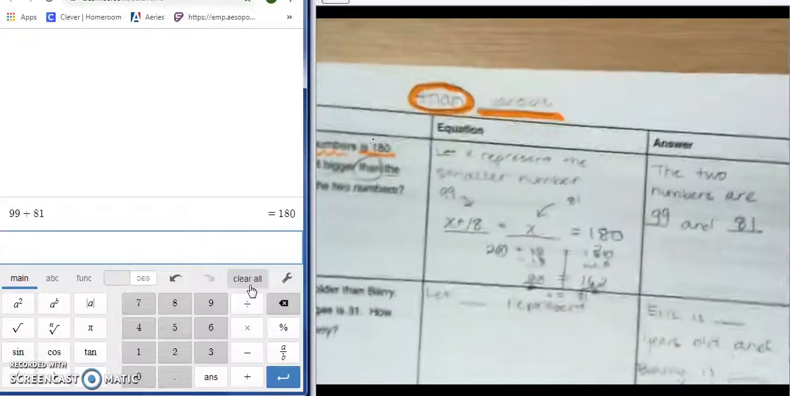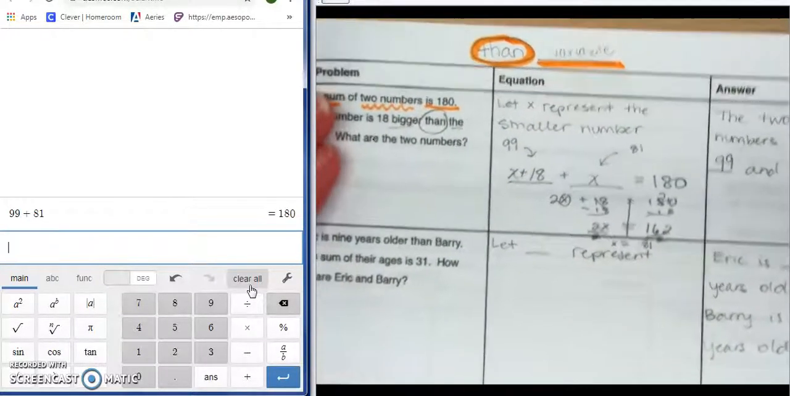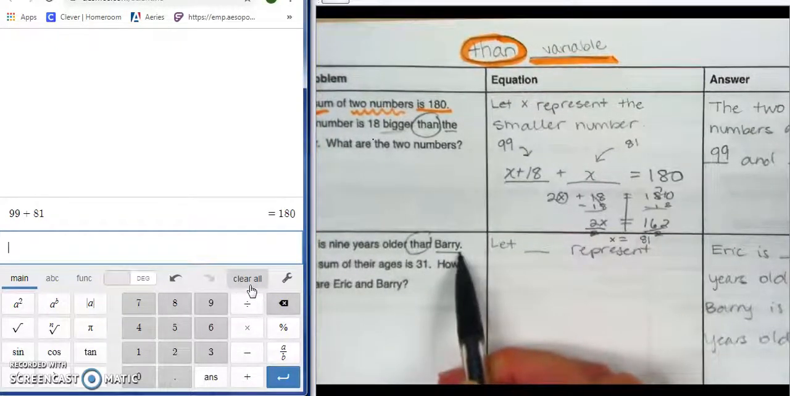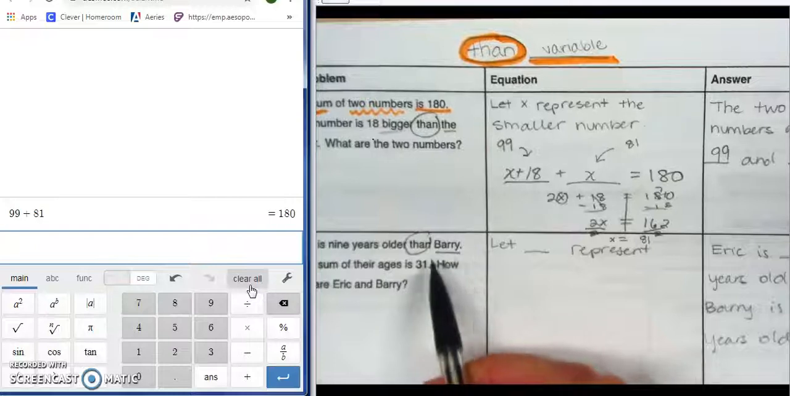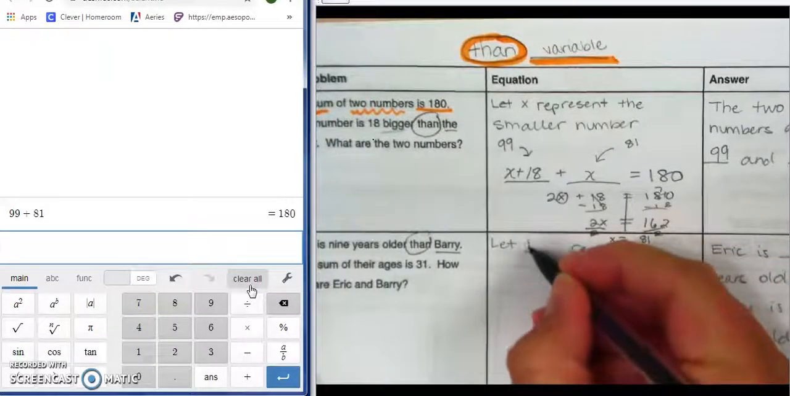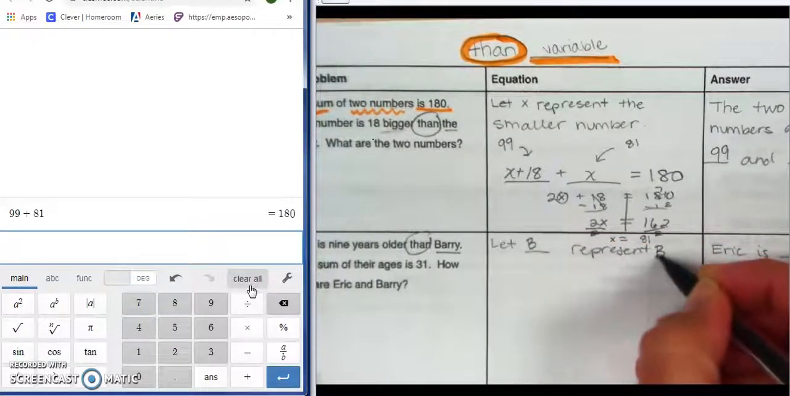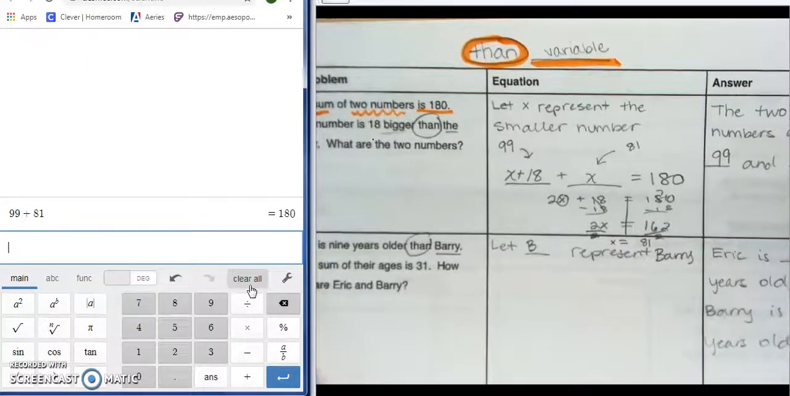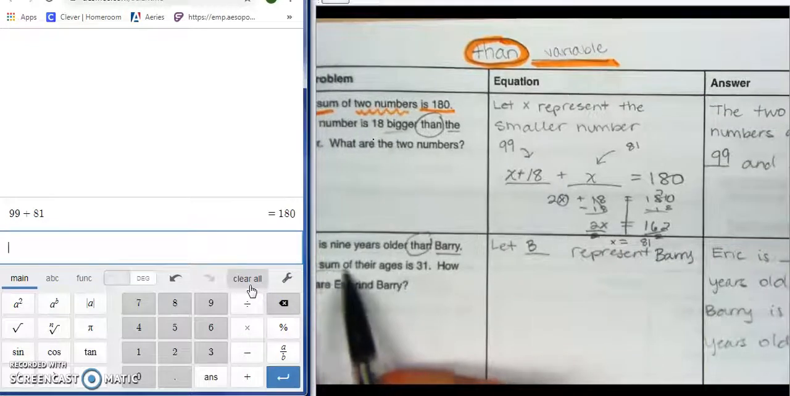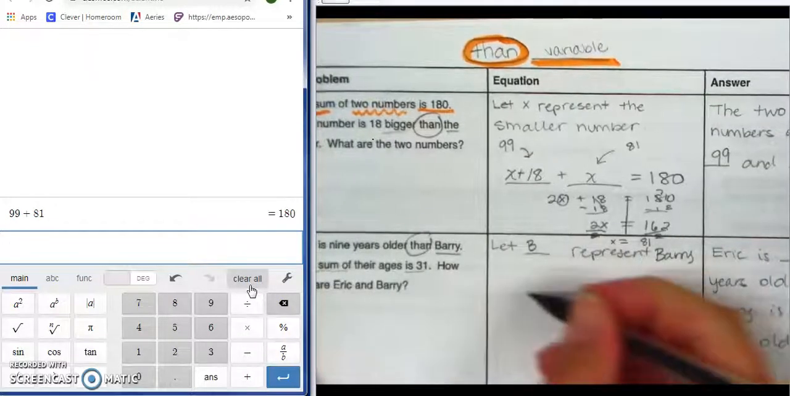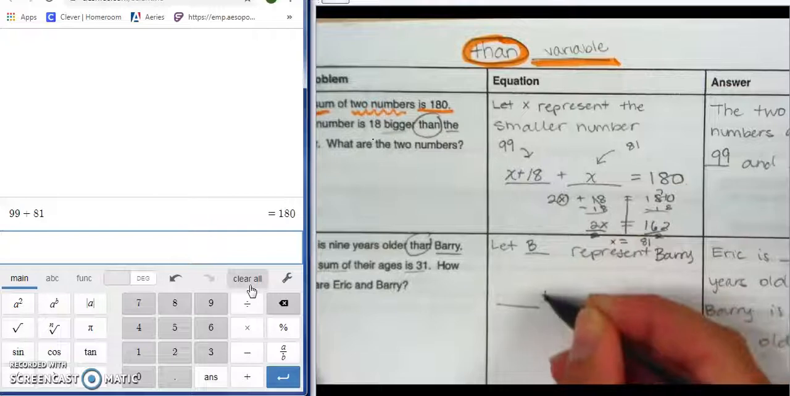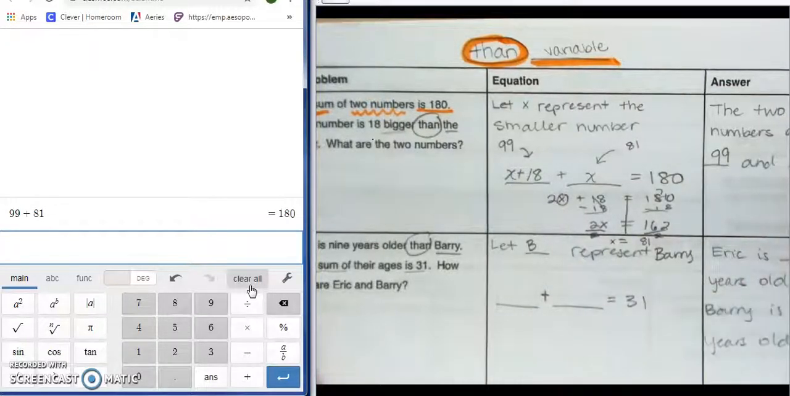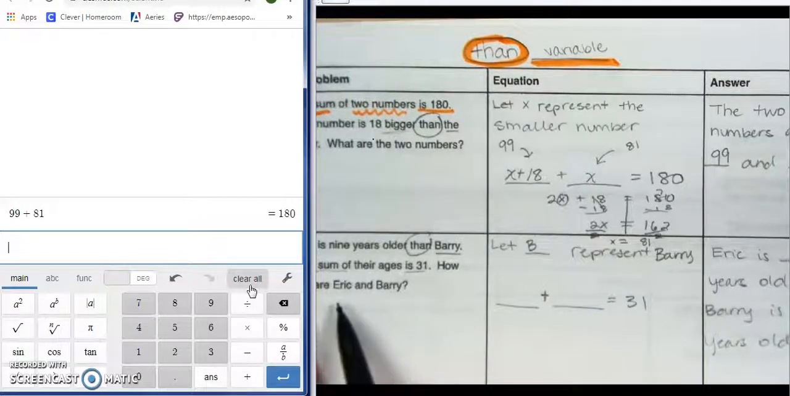All right, let's try number 6 right here. Eric is 9 years older than Barry. All right, so right away, I see a than, so I'm going to let B represent Barry. Let's let B represent Barry's age. Eric is 9 years older than Barry. The sum of their ages is 31. So blank plus blank, it's a plus because of the word sum, equals 31. All right, how old are Eric and Barry?